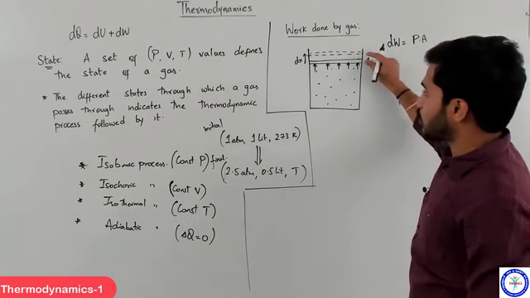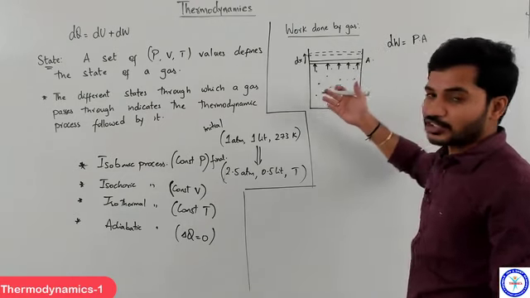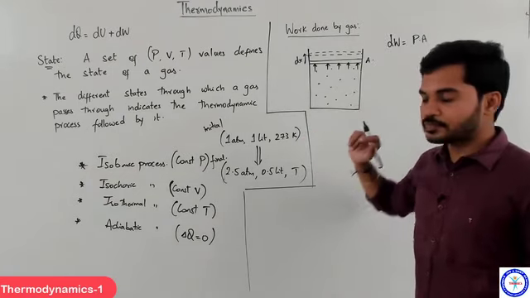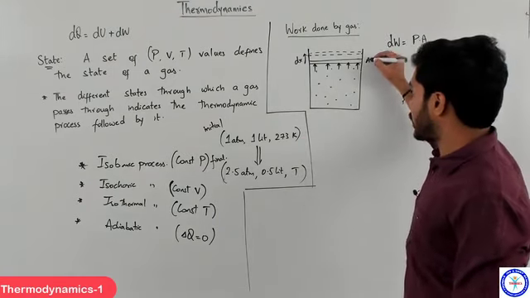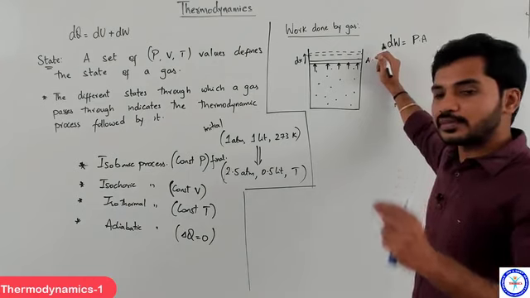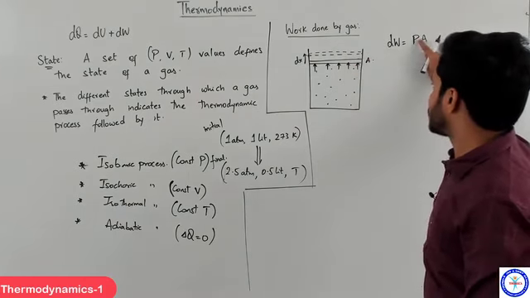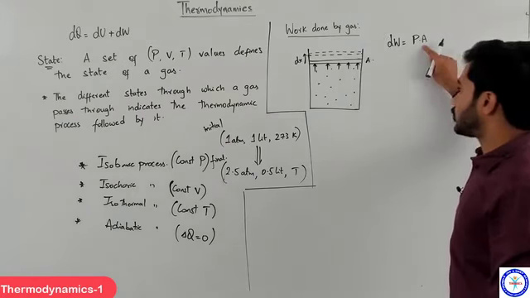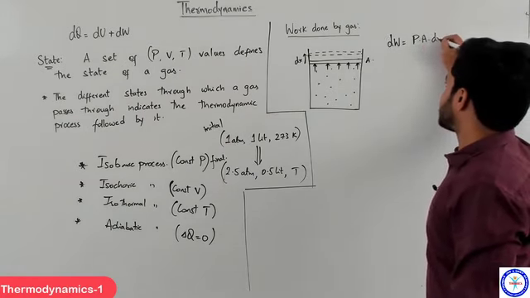I am taking a very small displacement, so the pressure won't change much. Otherwise, as the volume changes, pressure also can change, right? But what I am writing here is for a very small displacement, so you can assume that the pressure is not going to change in that small displacement. So PA will be the force, into dx.